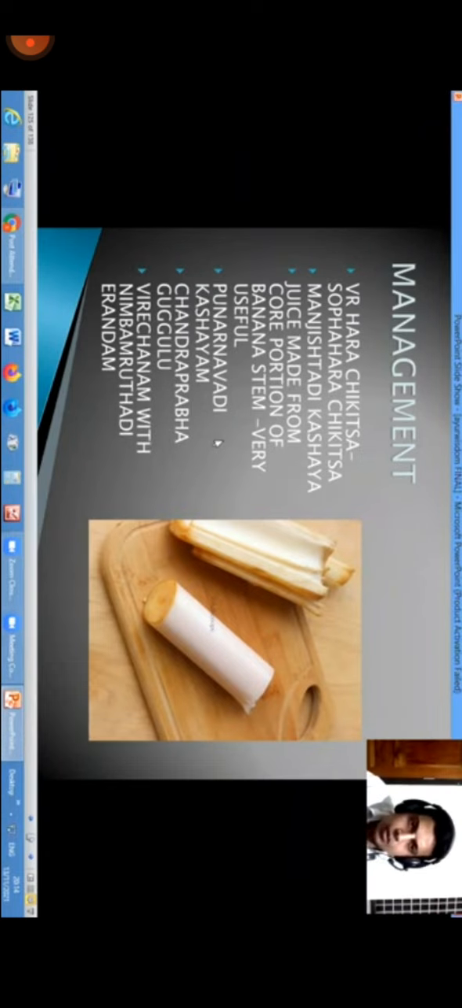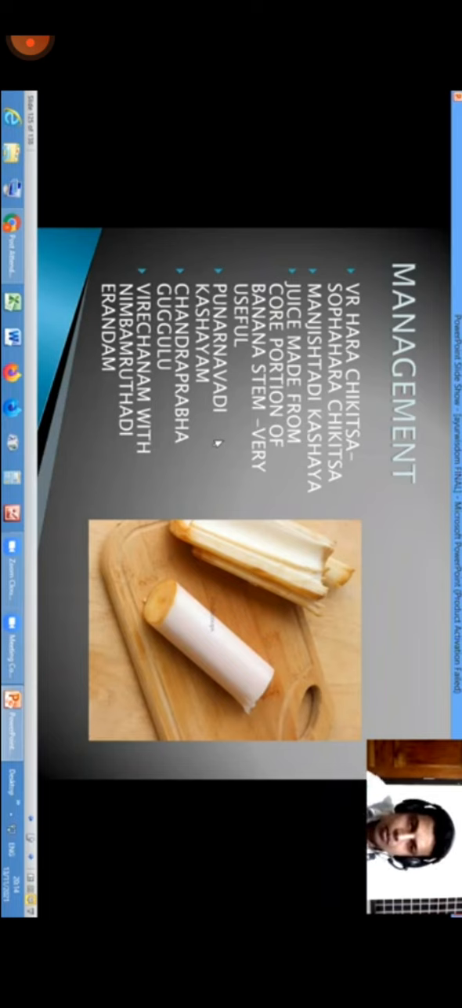Severe tenderness, burning sensation and severe pain will be there in gouty arthritis. Coming to the management, Vatarakta Chikitsa is helpful. Also, use the Shophahara treatment line here.